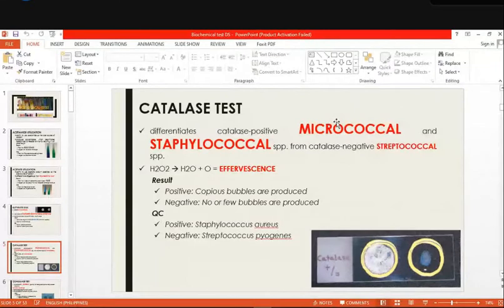So again, of course, the practical application is the differentiation of catalase-positive organisms like micrococci and staphylococci from catalase-negative organisms like our streptococci. So when you see the algorithm for gram-positive cocci, the very first test there would be a catalase test. Only the catalase test is needed to differentiate your staphylococci from your streptococci. So doon ka na ulit mag-i-start.